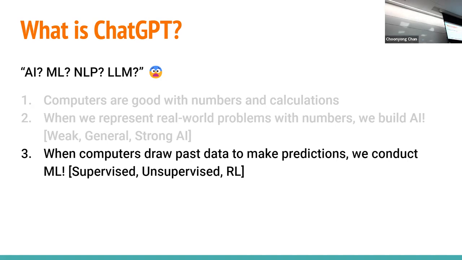Okay. So what is machine learning? Machine learning is actually a subset of AI. When computers are able to draw on past data to make predictions, and one step further, where we use past data to continuously improve our predictions, we are conducting machine learning. We can also classify machine learning into different categories. There's supervised, unsupervised, and reinforcement learning.